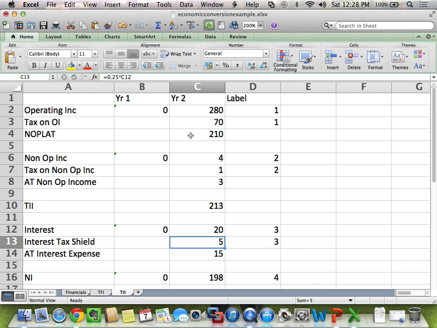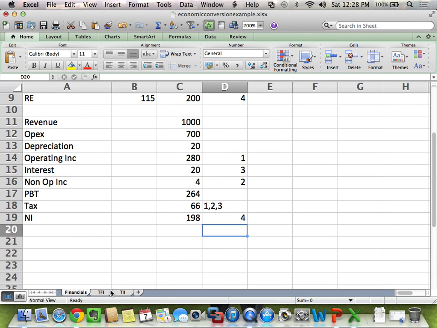Yes? So I may have missed this earlier, but the 0.25, how did you get that number to multiply? Tax rate. So what I did is I did it by eyeballing it, but if I go back to the financials, this was the tax on the profit before tax.